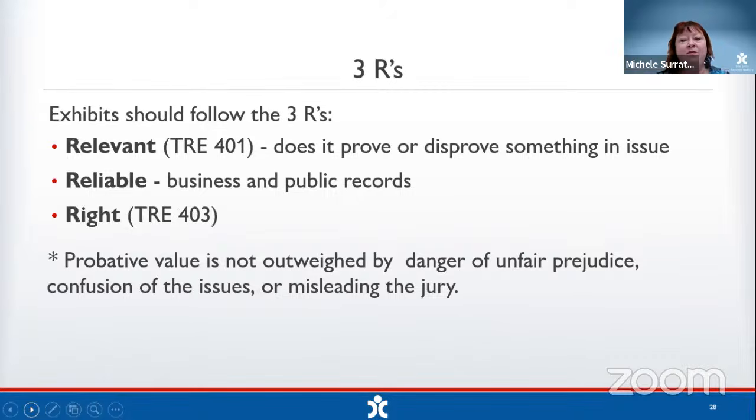So as stated before, this exhibit should follow the 3 R's. Of course, you want it to be relevant. Does it prove or disprove something that's at issue? Is it reliable? And then also, is it right? You want to make sure that your probative value is not outweighed by unfair prejudice. So you want to make sure that your probative value is there, that it's not unfair prejudice to the other side, or that it could be misleading to a jury if you're in a jury trial.